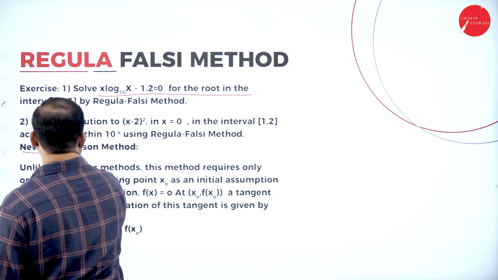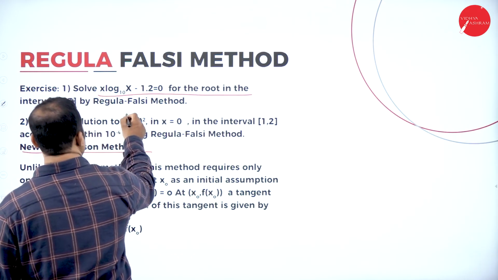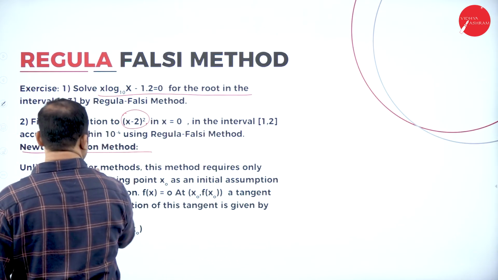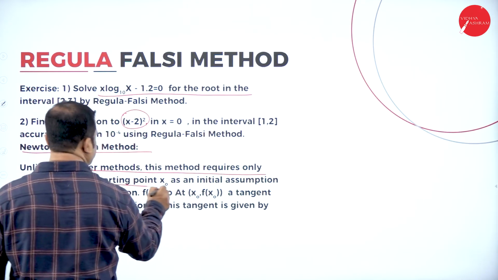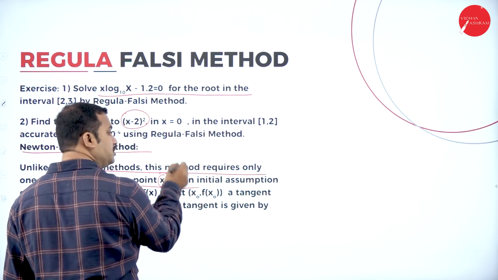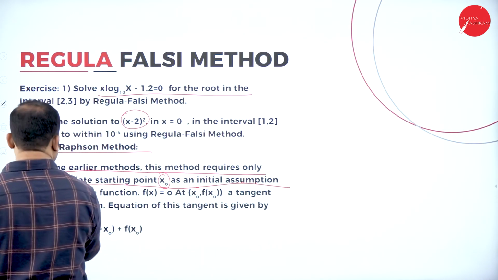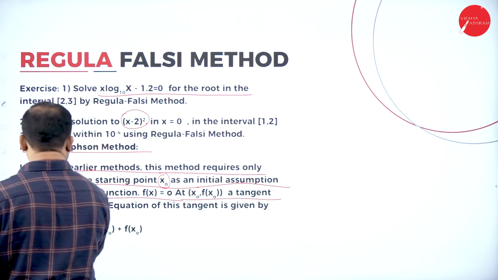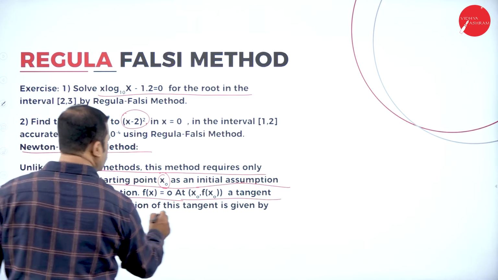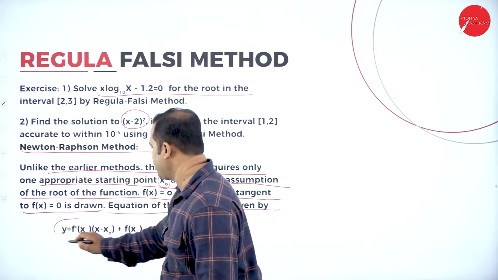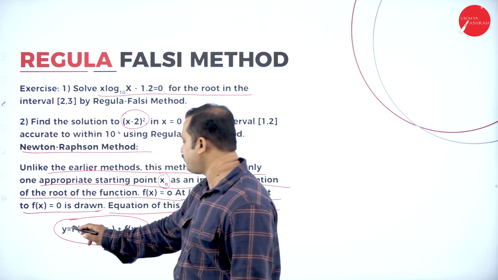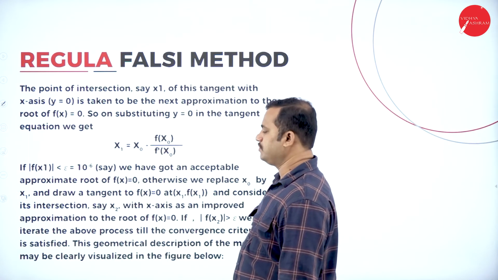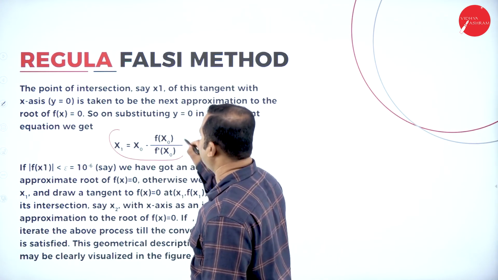We have the Newton-Raphson method. Which equation is considered here? x minus 2 whole square. See here, unlike the earlier methods, this method requires only one appropriate starting point, that is the initial guess of the root of the function f of x equal to 0. At x0, f of x0, a tangent to f of x equal to 0 is drawn. The equation of this tangent is given by y equal to f dash of x0 into (x minus x0) plus f of x0. So that is the formula I am using here.